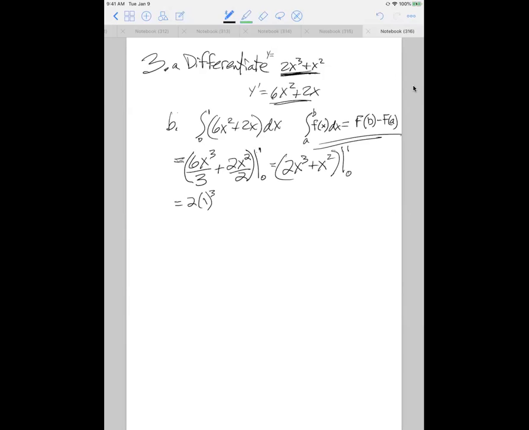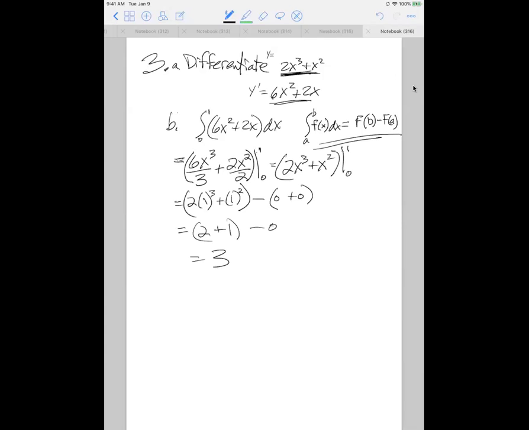Let's just plug it in. Plug 1 into the entire function. F of b minus f of a, I'm going to plug 0 in. And if you recognize they're both going to be zeros, you could stop and write 0 right now. But I'm going to remind us that this is 0 plus 0. That's going to end up being 2 times 1, which is 2, plus 1, minus 0, which is 3.